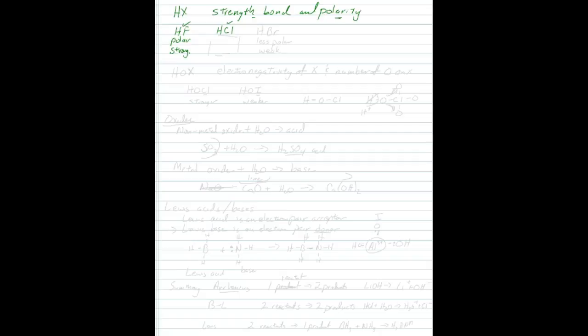HBr, hydrobromic acid, is less polar, but it is also a weaker bond. So as you go down a group, the strength of the bond gets weaker, but it's also less polar. So hydrochloric acid has the best of the two. It's polar enough and weak enough. So that's if it's a binary acid.